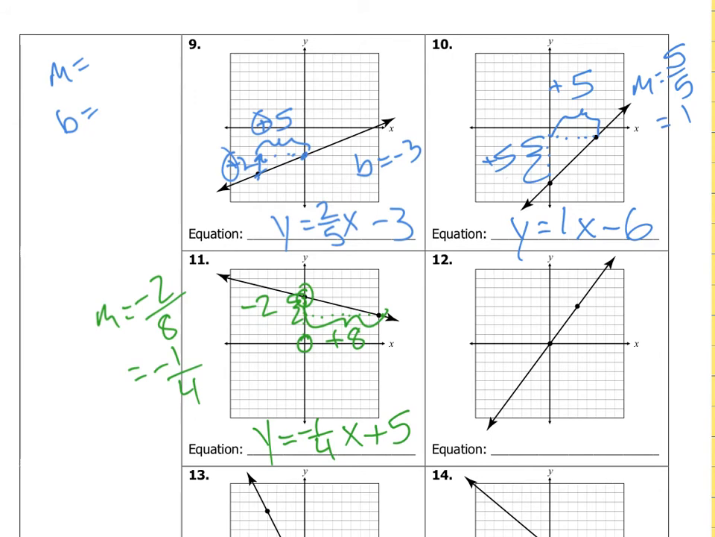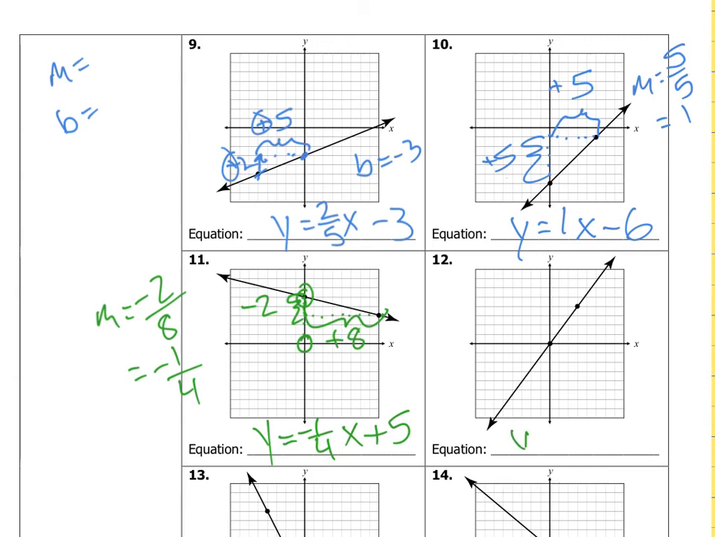So my y is equal to negative 1/4 x, or 1 over 4x plus 5. How'd you do? Did you get what you thought you were going to get? I hope you did. Now number 12 is going to give us a new idea, and it's something that's actually very simplistic, but I don't want you to miss it.